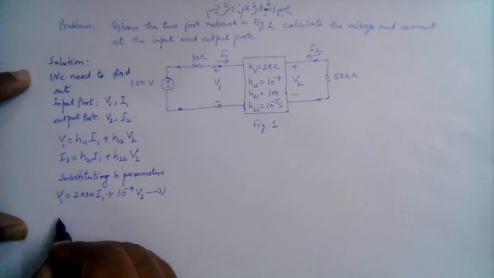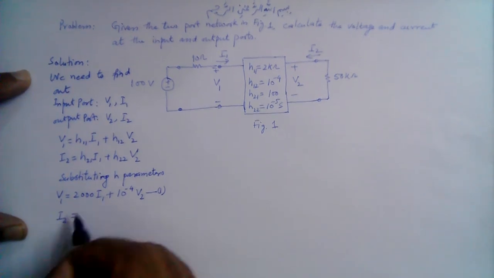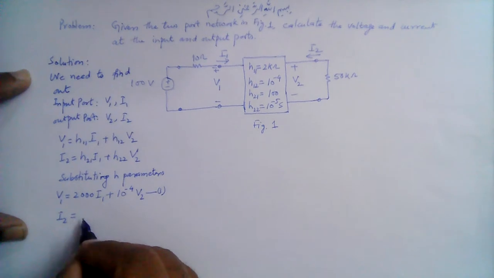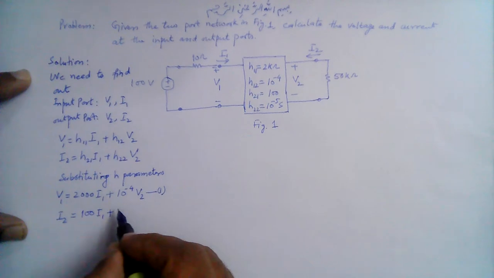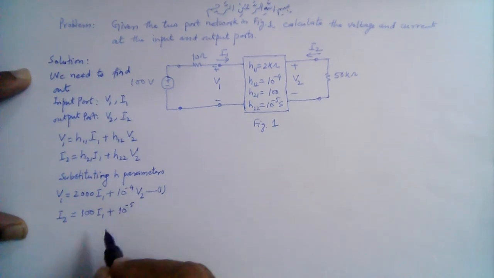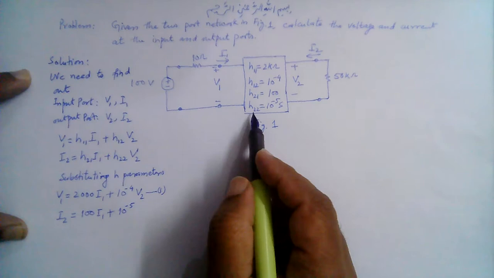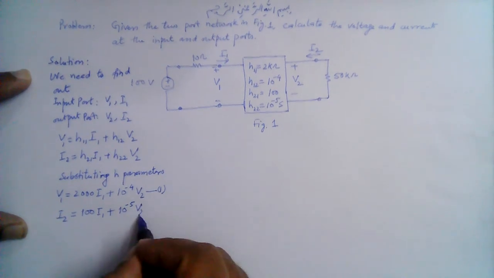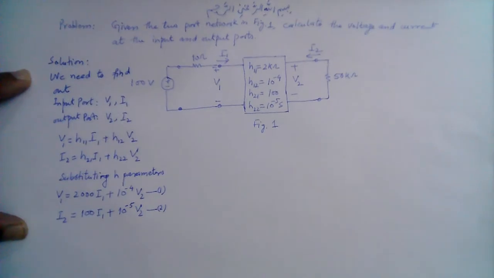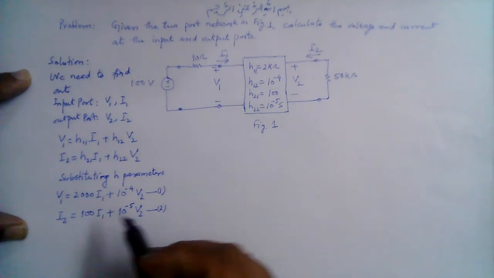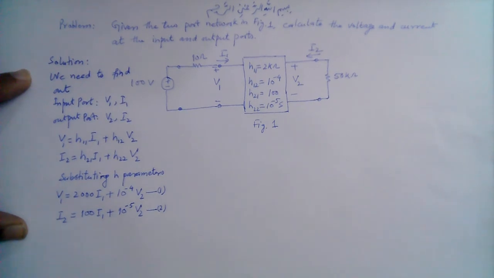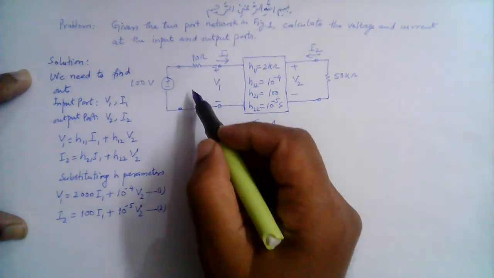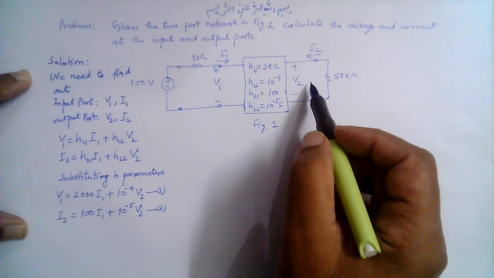Then we have I2 is equal to H21 I1. H21 is 100, so 100 I1, plus H22, which is 10 to the power minus 5, V2. So we have these 2 equations, but we need to determine these 4 quantities, V1, I1, V2 and I2. So we need another 2 equations. Applying KVL at the input port and at the output, we'll get 2 more equations.